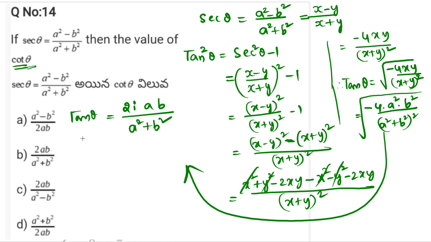We need to find cot theta. So cot theta equals a square plus b square divided by 2i into ab. Actually, in the options we don't have any which is equal to this one. So this is an add score question. But if we ignore i, option D seems correct, but D is not exactly correct. Why? Because we have i here in the answer. So this is an add score question.